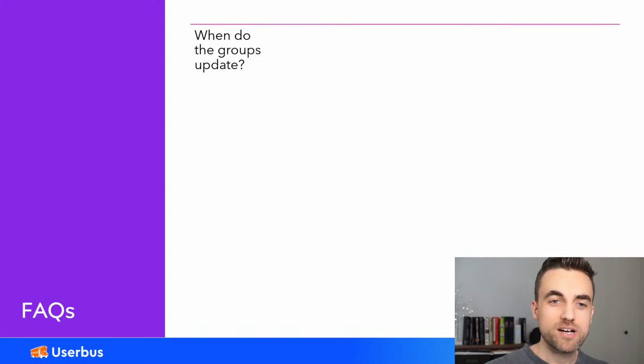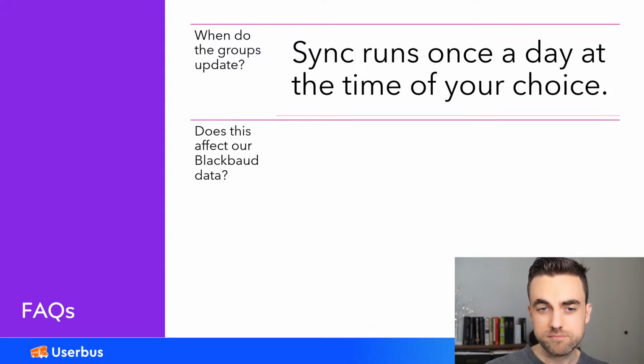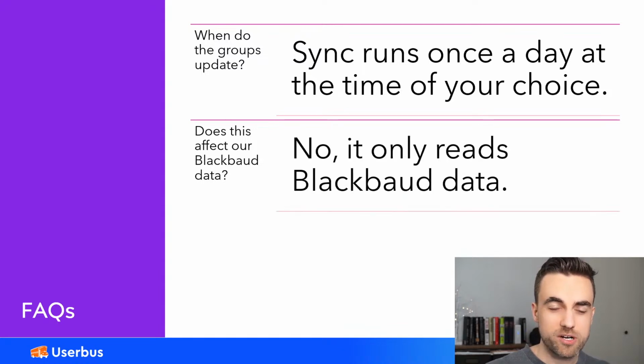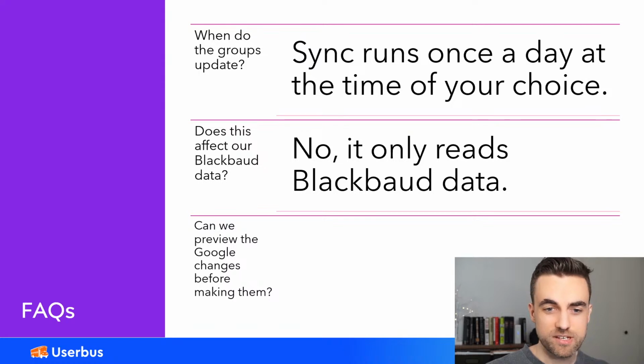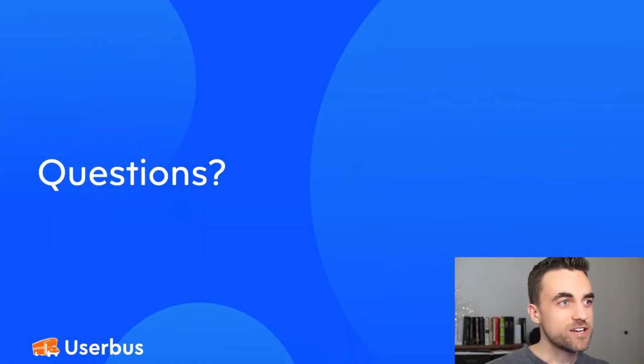When do the groups update? Our syncs typically run once a day, and there is a settings page in the app where you can choose the time of day. Does this affect our Blackbaud data? No, it doesn't. It only reads from Blackbaud, so it's never going to make any changes to your Blackbaud. The only changes it makes are in Google. Can we preview the Google changes before making them? Yes, we already saw that. Yep, the preview button.